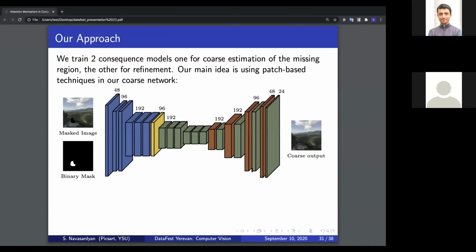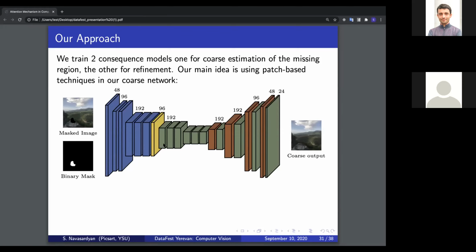We train a new neural network which is composed of two consecutive models. One stands for coarsely estimating the filling region, and the other stands for refinement of this coarse estimation. Our main idea is in our coarse network. Here by the yellow part you can see we identify the patch-based method I have talked about. The network takes these two inputs, the image with missing region and the missing region mask, and produces this coarse output.